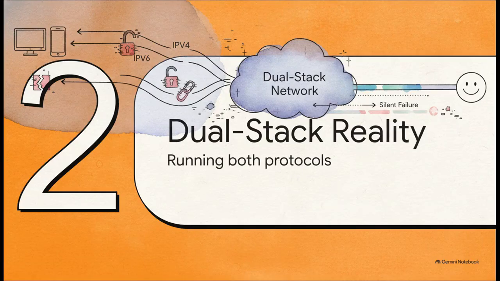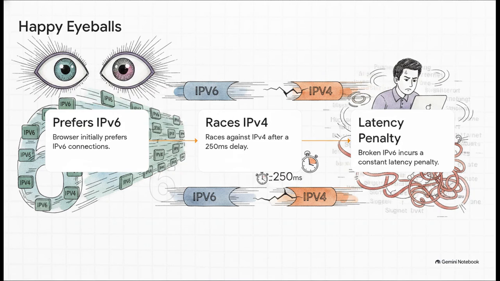Moving right along to Section 2, the dual stack reality. Pretty much all of us are managing dual-stack networks today, meaning IPv4 and IPv6 are running side by side. But the massive danger here is silent failure, and it's mostly due to a mechanism called happy eyeballs, which is defined in RFC 8305. Here is how it works under the hood.